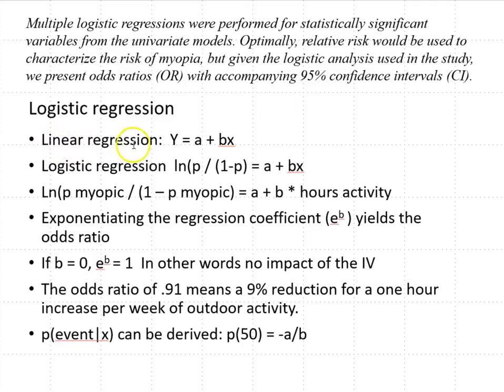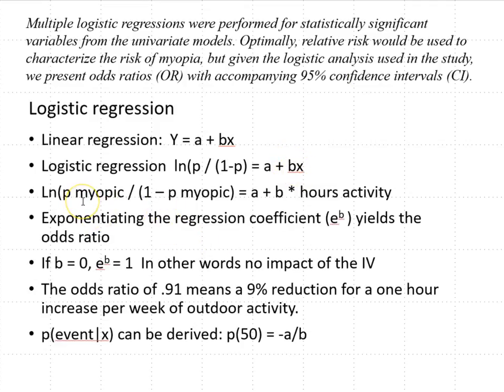If you recall linear regression, y equals a plus bx, y is a continuous variable. In logistic regression, we're talking about the y being myopia or not myopic. And that gives a funny thing. In order to make myopia a linear variable, we have the probability of being myopic divided by 1 minus the probability of being myopic. And we take the natural log of that, and that's called a logit. This converts a funny looking squiggly line into a straight line and allows us to solve for b.